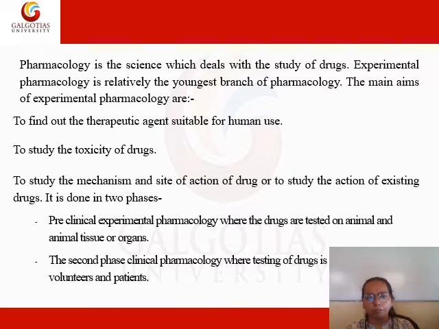Preclinical study means experimental pharmacology, where the drugs are tested on animals, animal tissues, or isolated organs. And the second phase is clinical pharmacology, where testing of the drug is done on volunteers. Healthy volunteers or patients.